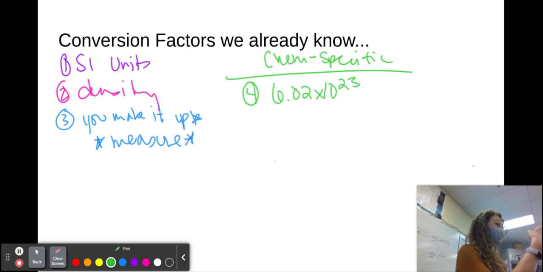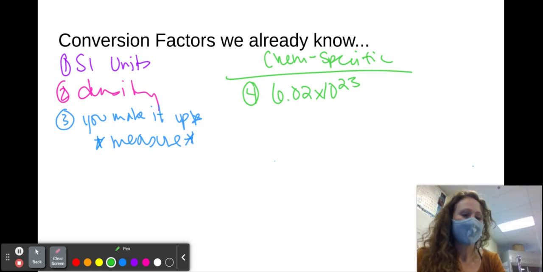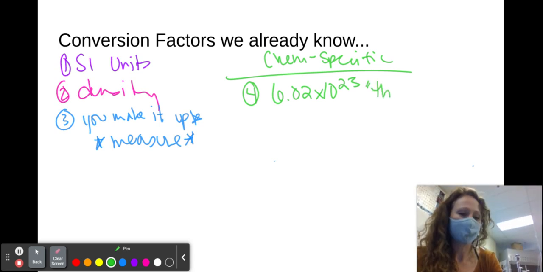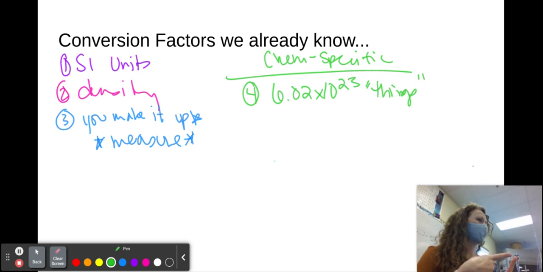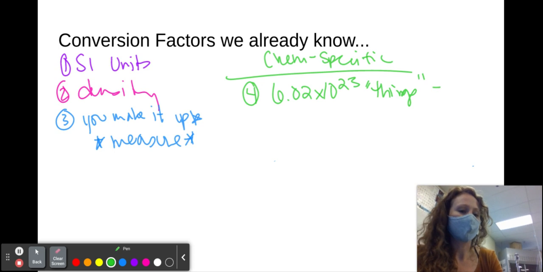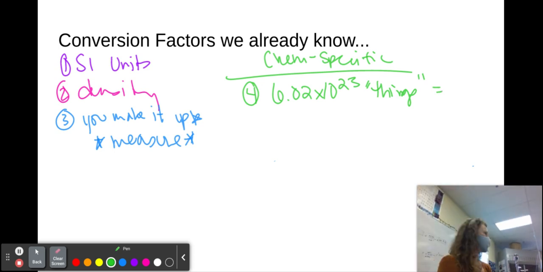It can be element. Yes, anything. So I'm going to put things, because technically we can talk about anything. We can talk about elements, ions, atoms, molecules. We can talk about millet seeds, donuts, or elephants, right? So what's the other half of that? Equals what?